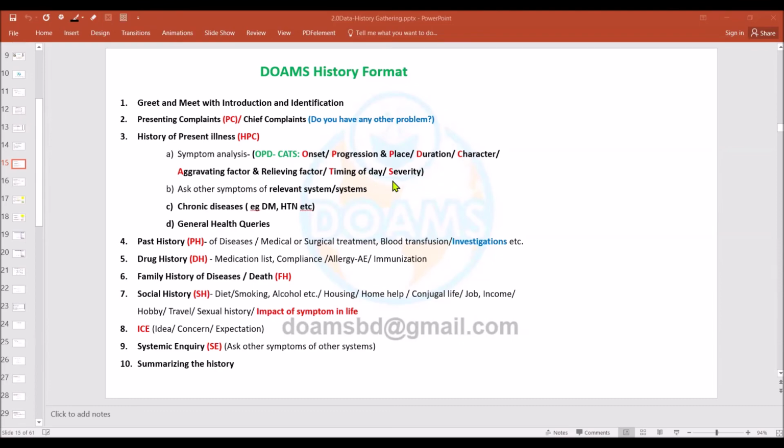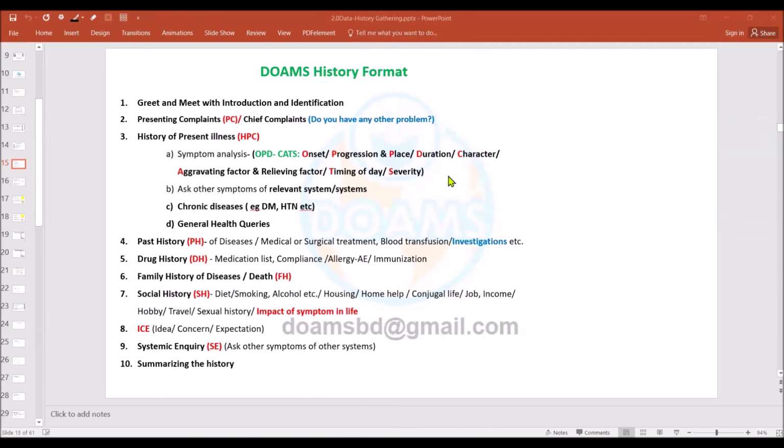Timing means the diurnal variation. One additional thing should be here for the pain, especially, that is the radiation. We didn't write the radiation. Actually, we tried our best to make you understand easily the analysis of the symptom in these 7 or 8 points, to say, in general. But for the pain, you must add another one.